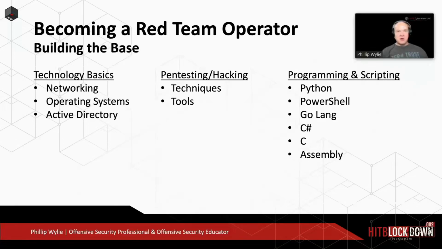So these first two are really important and must-haves. Your networking, your operating systems, and Active Directory. Active Directory is very popular because most of your enterprise environments are running Microsoft products, and they're using Active Directory for authentication and access controls. So that's a big target. If you get enterprise admin or domain admin, then you get a lot of access to different resources in the environment. So that's a big target for red team operators and malicious actors alike.